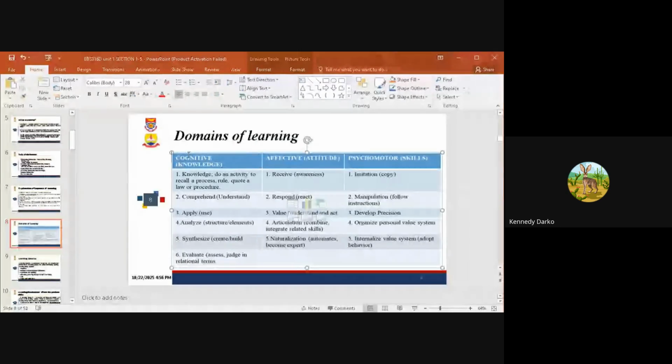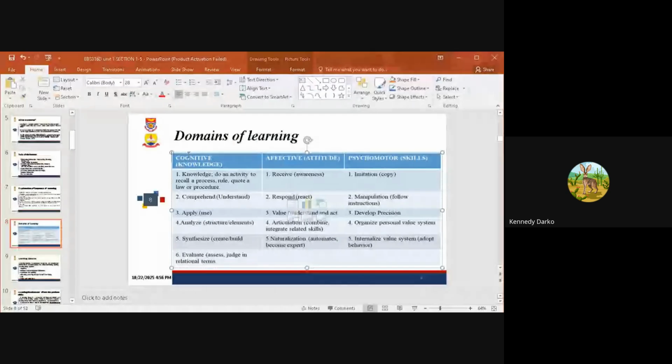Sensitize is there, you synthesize what is there, so you create or you build. Then naturalization: automate, become expert with the affective. Then internalize.